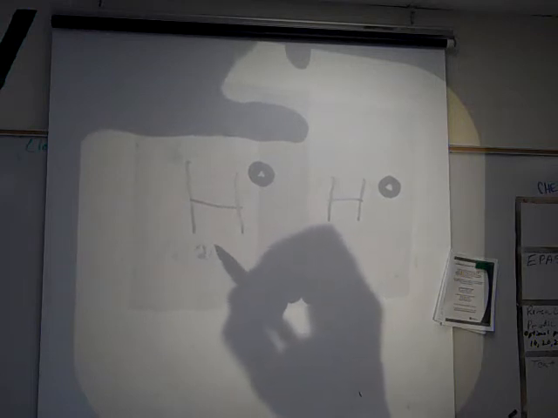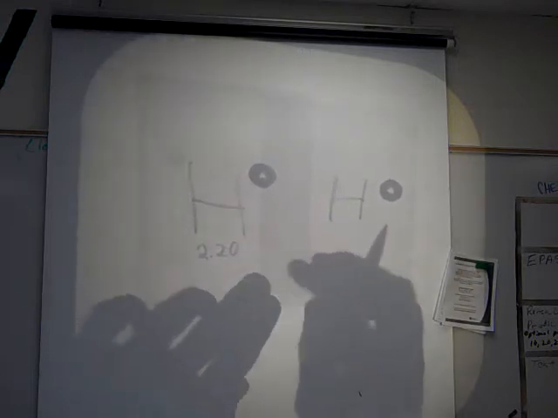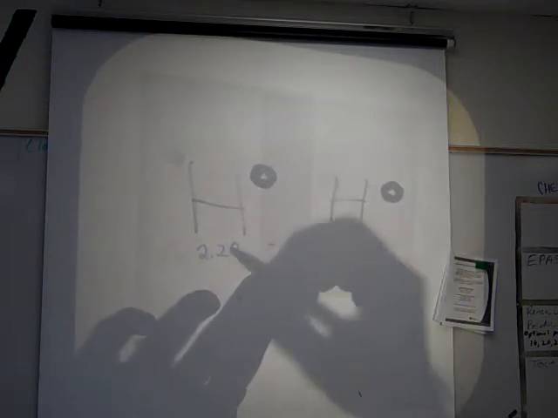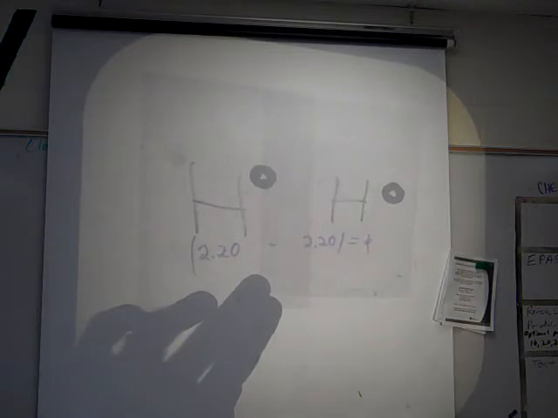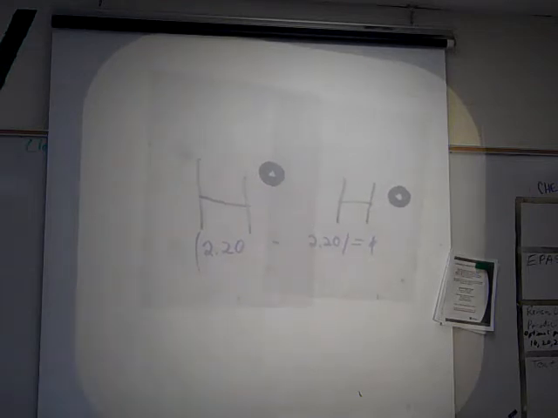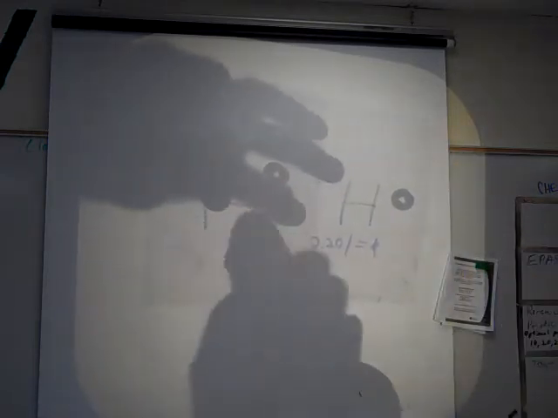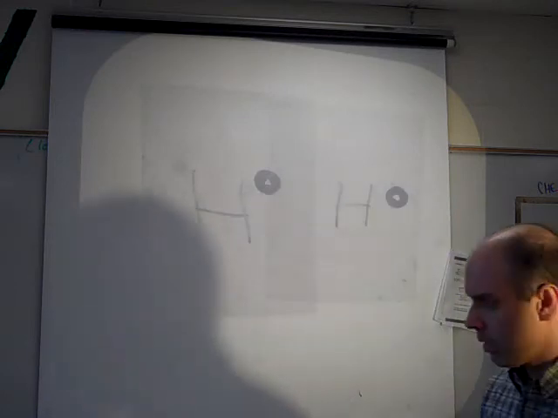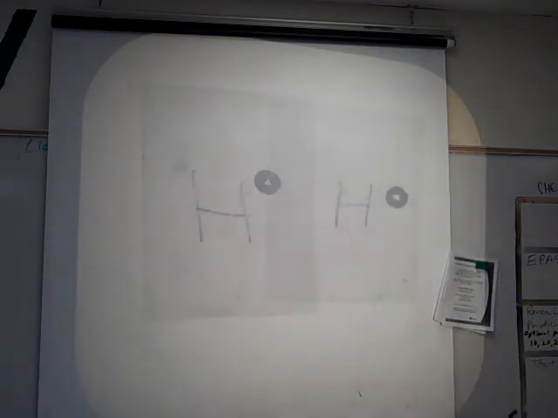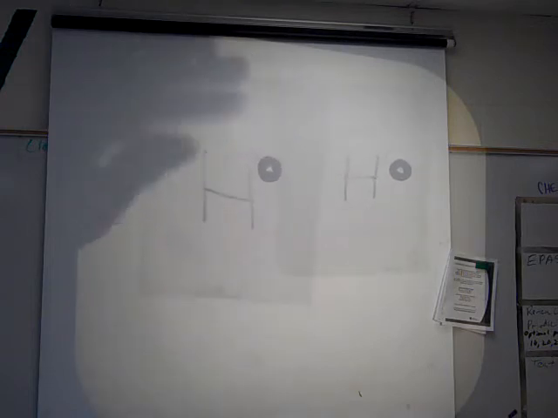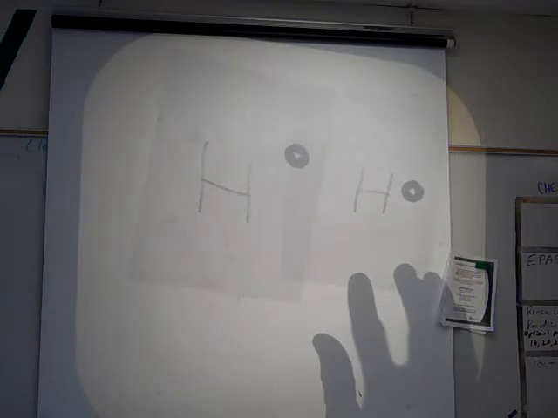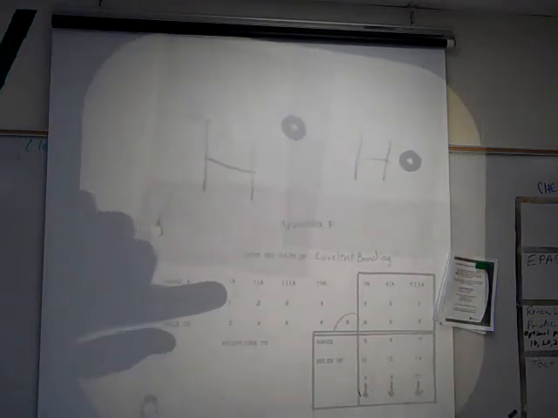So the electronegativity of hydrogen is 2.20. The other hydrogen is 2.20. Take the difference. Comes out to be 0. Is that ionic or covalent? Covalent. So always do that first. Check to see if it's ionic or covalent. So it's covalent, which means you are going to be sharing. If you are sharing, then you follow the rules on Appendix F. Okay? If it was ionic, it just steals it and takes it. But we're not stealing here, Harry. We're sharing.